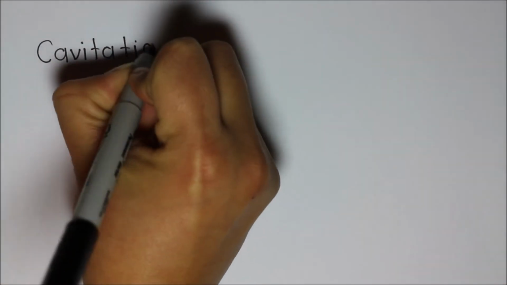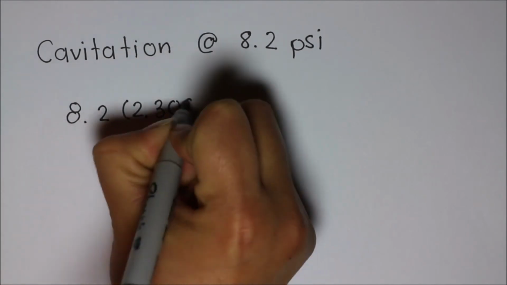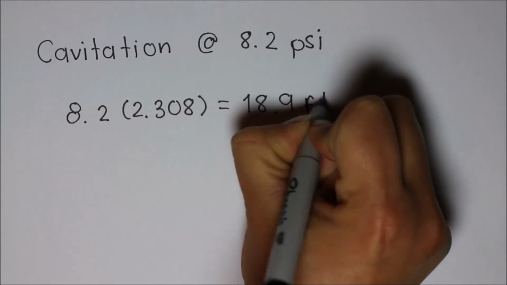During the experiment, it was observed that this cavitation stuttered at 8.2 psi, which is equal to 18.9 feet.